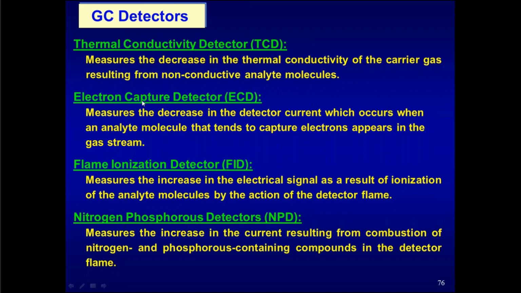The second one is an electron capture detector. This measures the decrease in the detector current which occurs when an analyte molecule that tends to capture electrons appears in the gas stream. This is a selective detector. So only those compounds or analytes that can capture electrons, when they come into the detector, then this detector will start sensing it. Otherwise, it does not show any response.